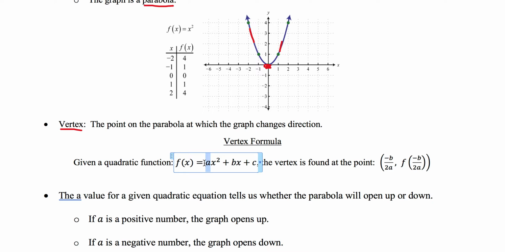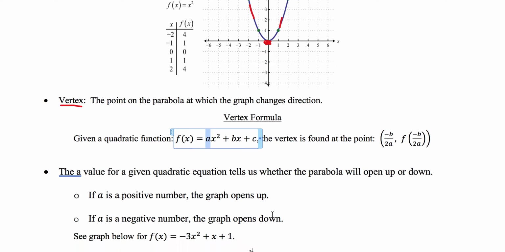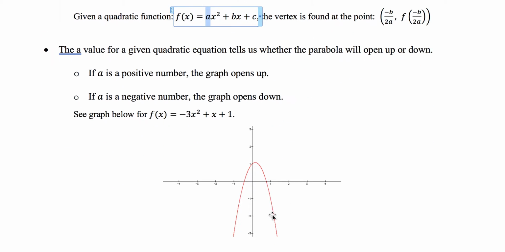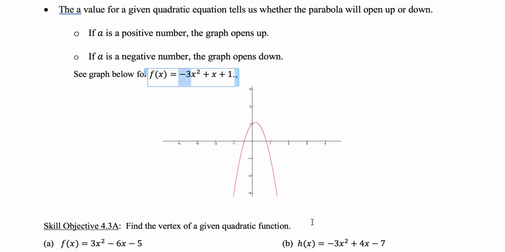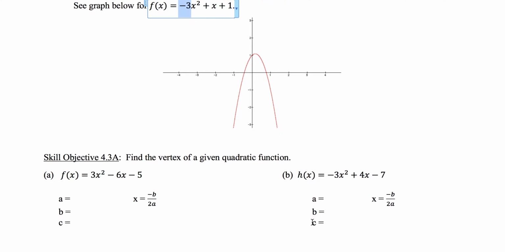So as we start looking at examples, we're going to look at those two things. Let me go ahead and show you an example of something that opens down, just so you can see one of those, and then we're going to try a few examples of our own. All right, so in this quadratic function, the a value, the number sitting in front of the x squared, is a -3. So the parabola, you can see in the picture, is opening down. Okay. All right, so let's go ahead and look at a couple of examples.